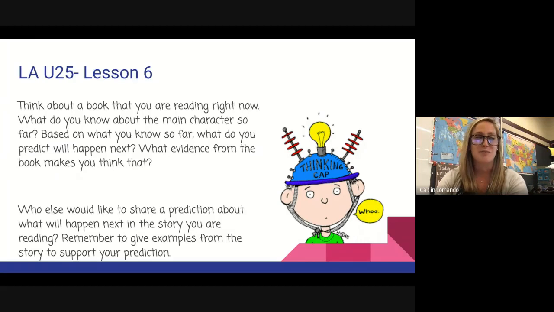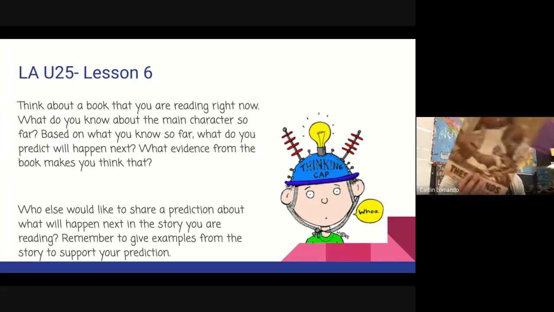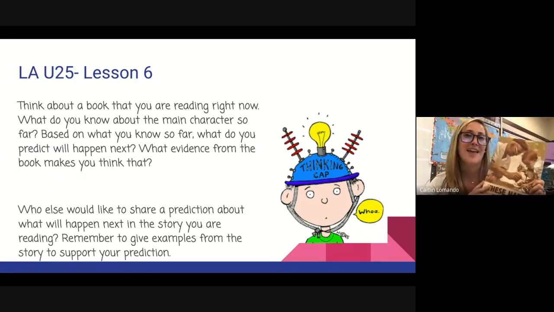So I hope you're thinking of a prediction right now from your book. Remember, we always need to base it in evidence. That means you can't just say, I think that Joseph's grandpa is going to tell him about when he was a kid. You have to ground it in evidence.